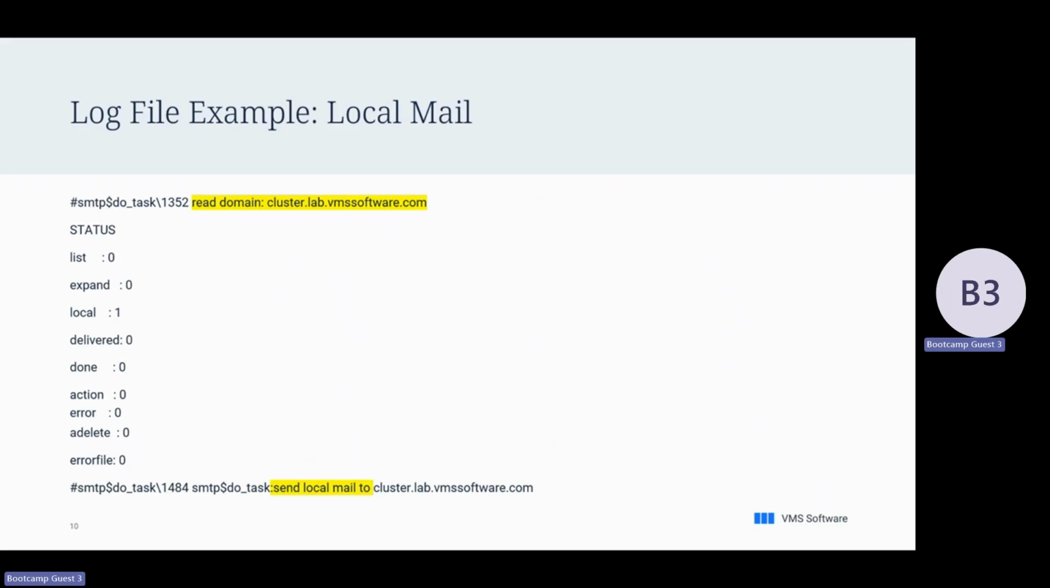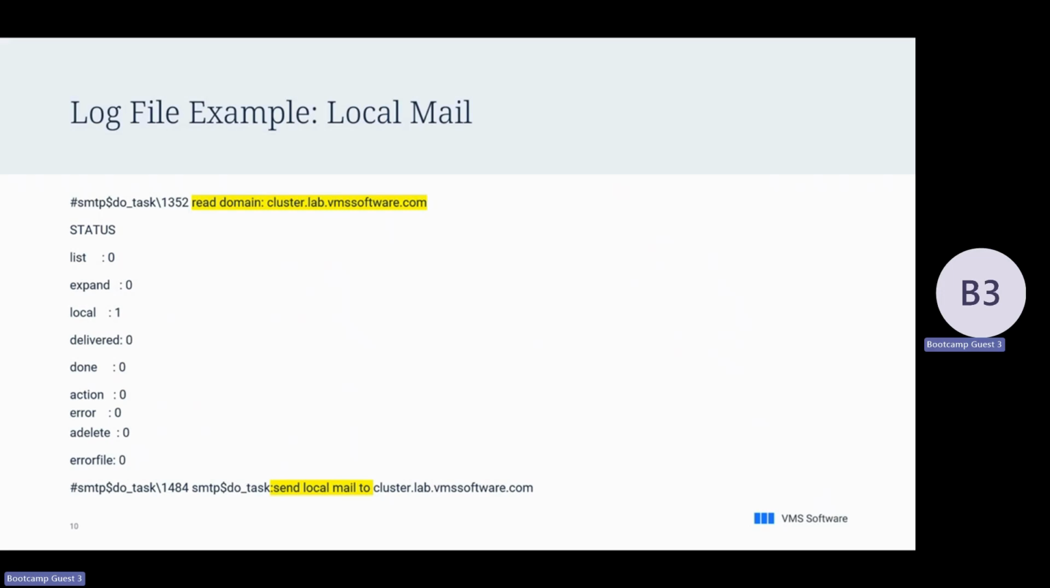Okay, so let's look at the log file, and we will see a full log file later. I just wanted to chunk it out first. In the log file, when we're sending to what we consider local mail, we read the domain as cluster.lab.vmssoftware.com, and then it does its little status check. We're on our first pass there. It says it's going to send the local mail. Okay, so what does this tell us? Right away, we know that we think we can send this ourselves. And it's local to us. Boom, we're going to send local mail.